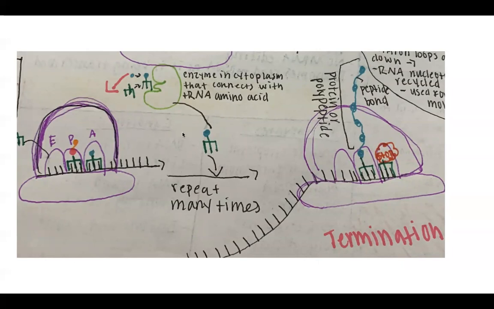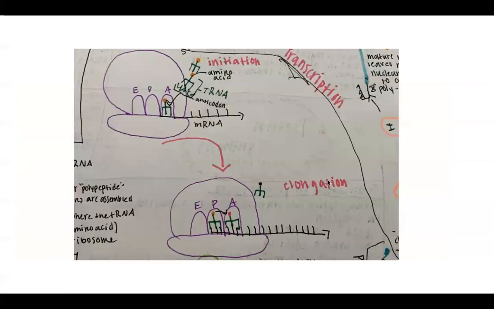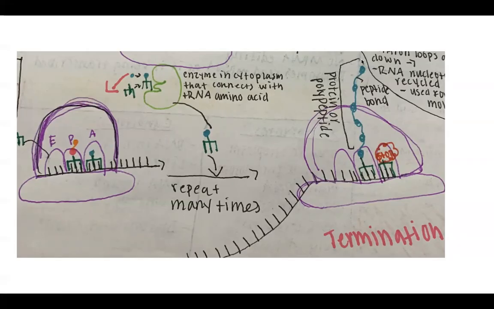It'll happen over and over again until a chain of amino acids is created, and the enzyme in the cytoplasm connects with the tRNA amino acid. This is that enzyme. It's connecting. You can see it go down. And then in termination, the stop codon in the mRNA is reached. The process will stop right here. And the polypeptide chain will detach from the ribosome and go through folding and then do what it needs to do for the organism to complete its function. As you can see, we have a peptide bond form. This whole thing is a protein or a polypeptide.